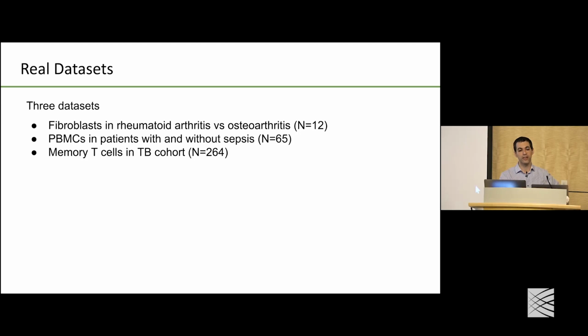The first is a data set of fibroblasts that are sampled from joints of patients with rheumatoid arthritis, so that's an inflammatory condition causing joint pain, versus patients with osteoarthritis, so non-inflammatory, or at least that's how we think of it, joint pain.